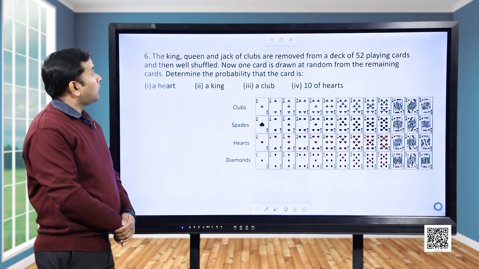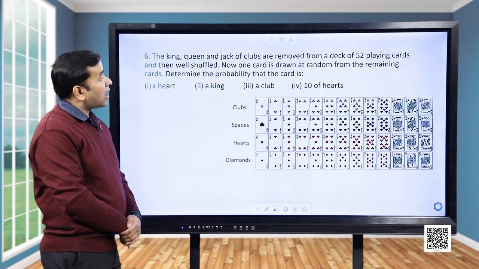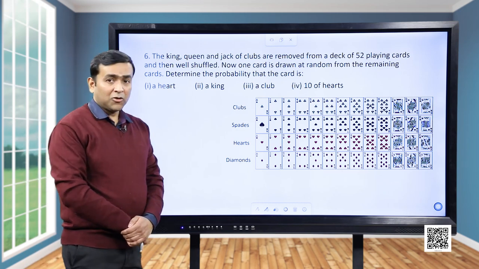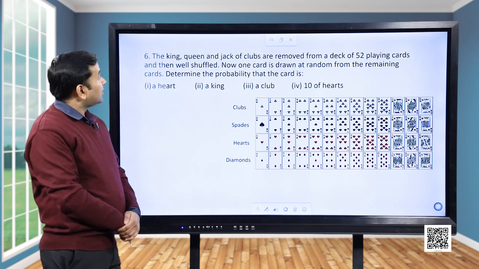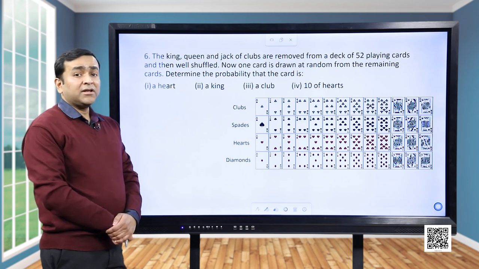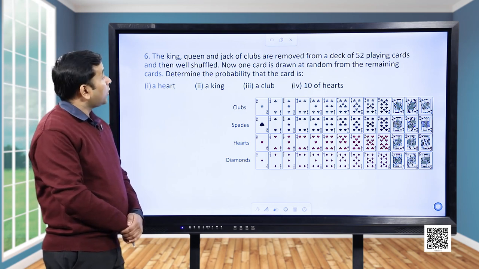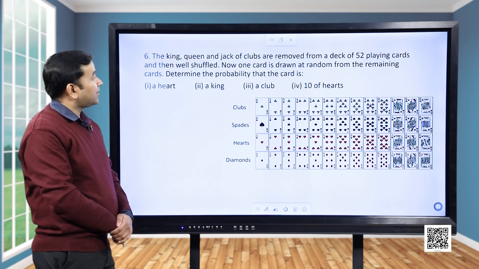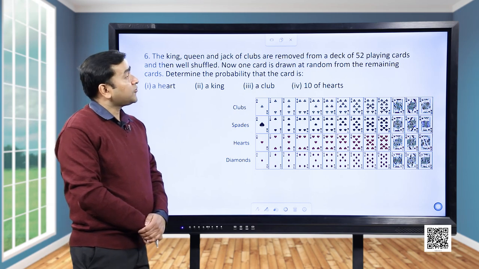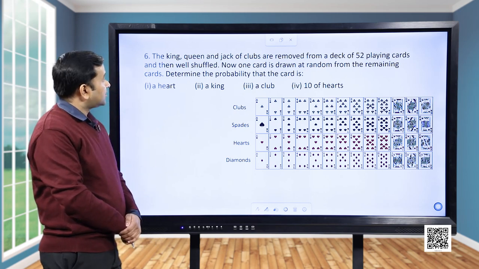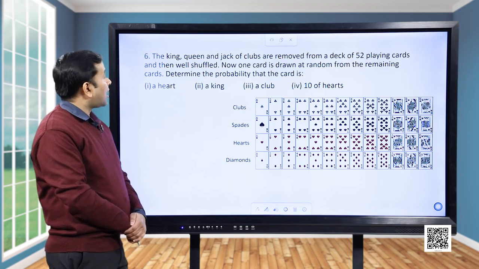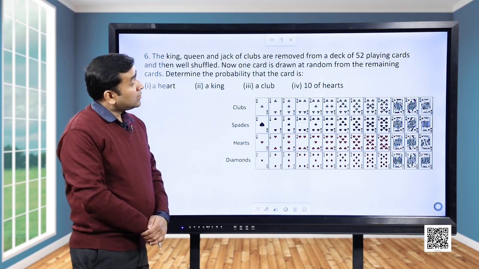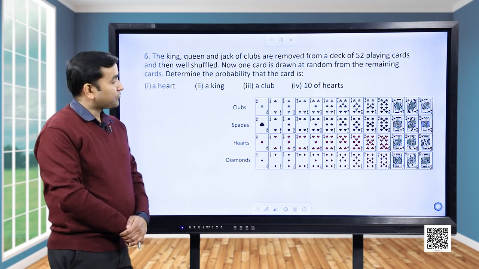It says the king, queen, and jack of clubs are removed from a deck of 52 playing cards and then well shuffled. Now, one card is drawn at random from the remaining cards. Determine the probability that the card is a heart, a king, a club, and the number 10 of hearts.